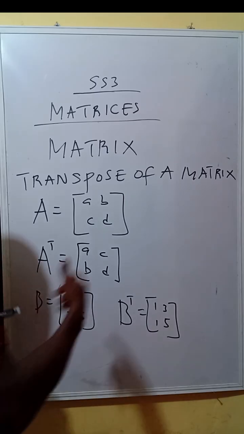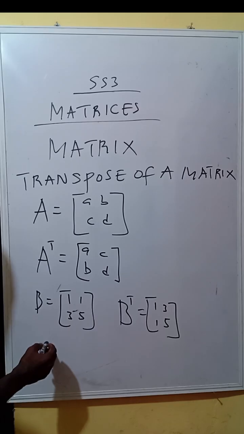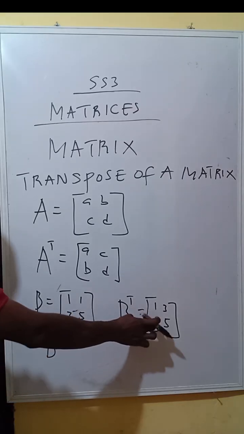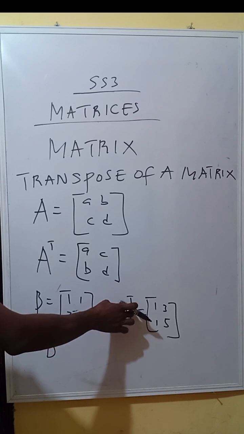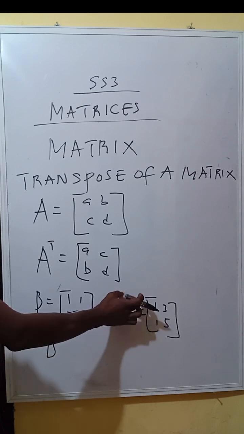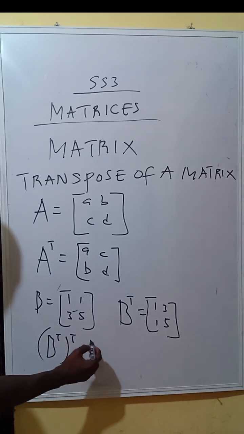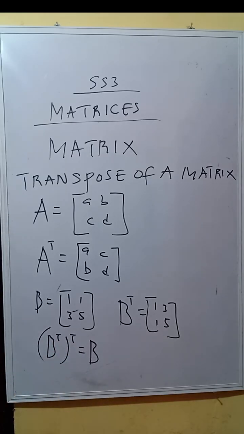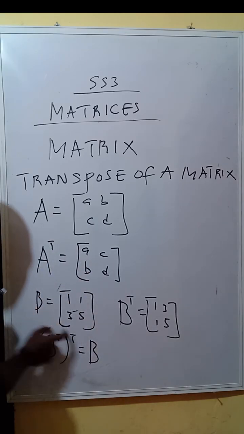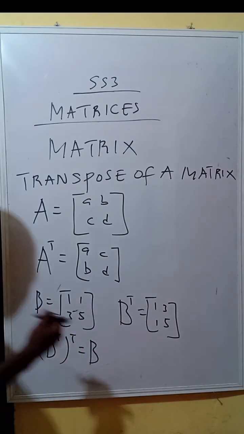Now, if we transpose this same matrix, remember we transposed B to get this. Let's transpose this B transpose again. This B has been transposed, and we want to transpose it. We'll get B. If you transpose the matrix that you transposed, you get the matrix back. This is B. I've transposed B and I got B transpose. If I transpose B transpose, I will get B back.